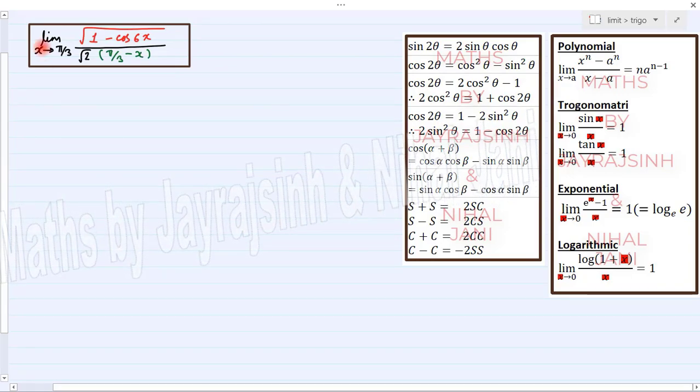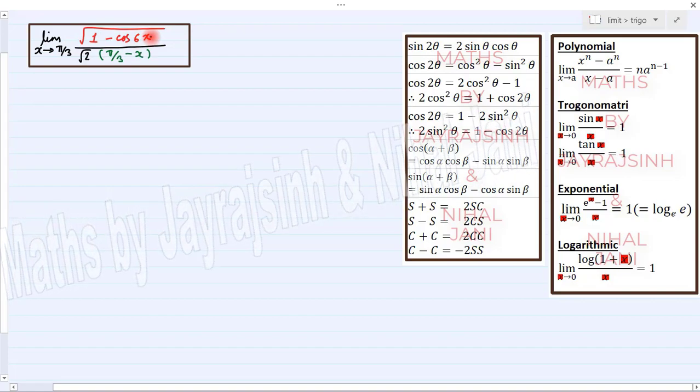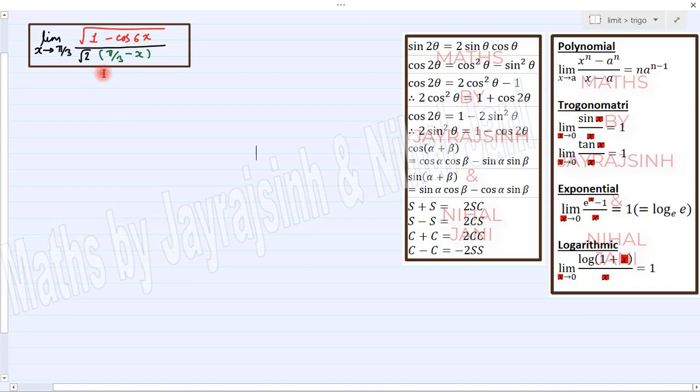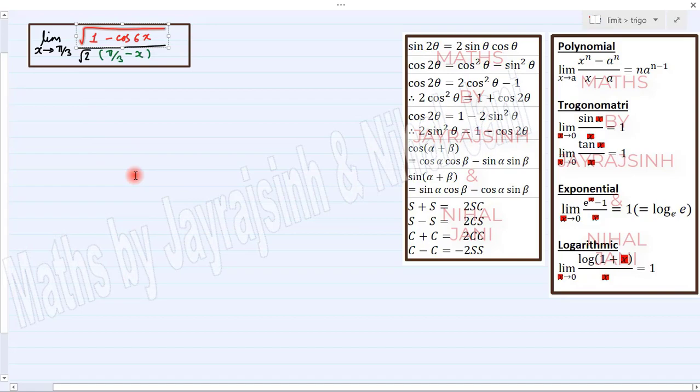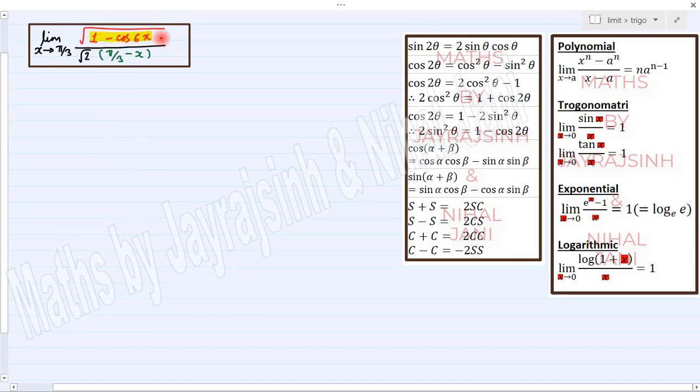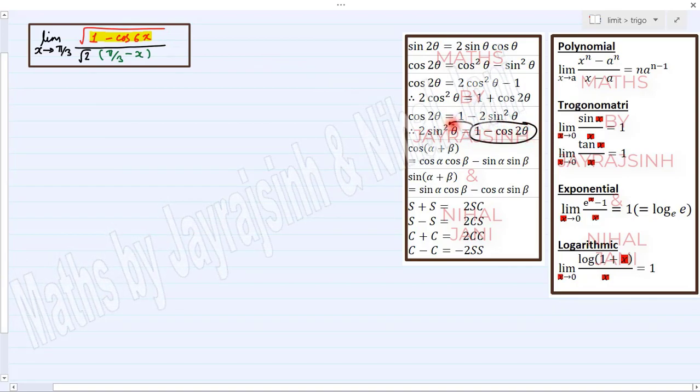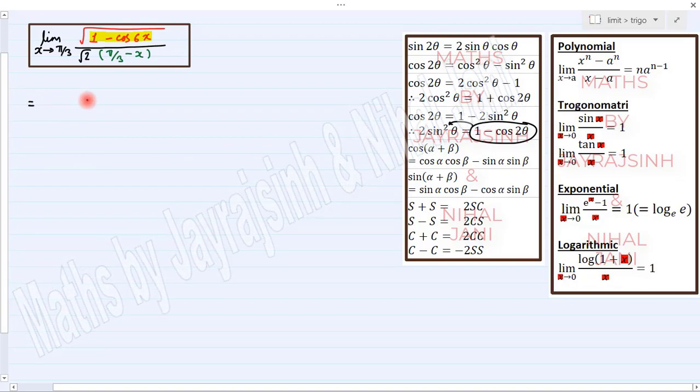Here you have to find limit x tends to pi by 3 under root of 1 minus cos 6x upon root 2 into pi by 3 minus x. Now, to simplify our function, first of all, we will try to remove this under root, and within the root we have 1 minus cos theta. We all know that 1 minus cos 2 theta is simply 2 sin square theta. So, let's simplify our numerator.